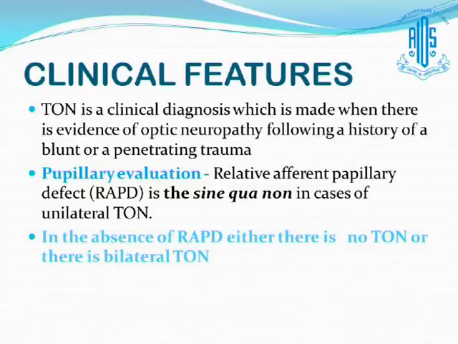About the clinical features, traumatic optic neuropathy is a clinical diagnosis, made when there is evidence of optic neuropathy following a history of blunt or penetrating trauma. A very important point is pupillary evaluation. It is said that the relative afferent pupillary defect is a sine qua non for a case of unilateral traumatic optic neuropathy. In its absence, either there is no traumatic optic neuropathy or sometimes it can be a bilateral traumatic optic neuropathy. So the most important clinical finding you will get in any case of trauma at times is only RAPD and a vague history of trauma.